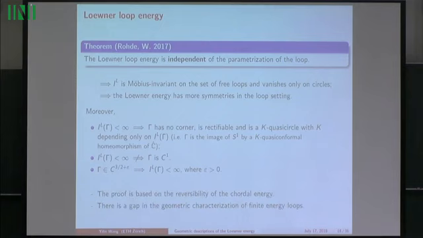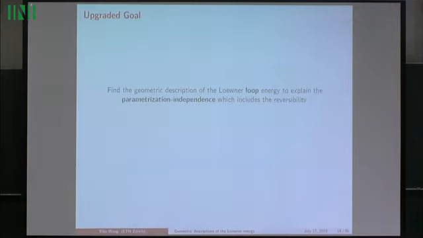However, the proof is based on the reversibility of the Loewner energy, and did not tell us more about what the Loewner energy means, but it tells us there are much more symmetries. And there's also a gap between the geometric characterizations of finite energy loops. Here you see that they are definitely not equivalent. So now we have an upgraded goal: to find the geometric description of the Loewner loop energy to explain the parametrization independence, which also includes the reversibility.